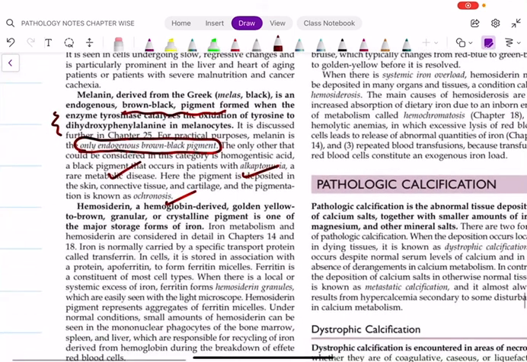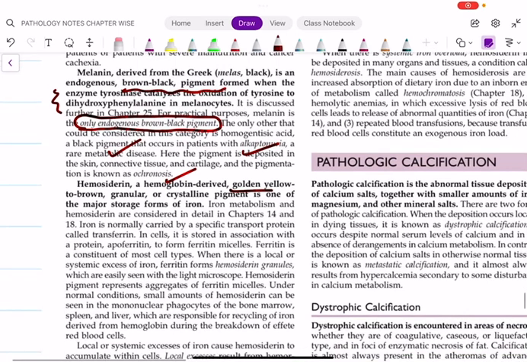Okay, hemosiderin. Hemosiderin is golden yellow to brown in color. It is actually one of the storage forms of iron. Whenever there is a condition like hemochromatosis, there will be excess iron, which will be deposited in organs like the brain, liver, everything.